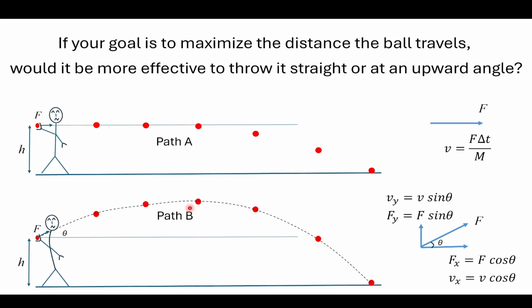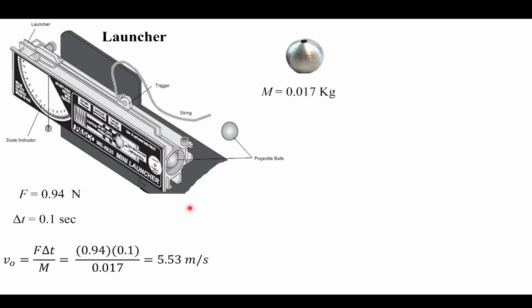In the experiment, we will be using the following tools. We have a launcher here, and we have a steel ball of mass 0.017 kilogram or 17 gram, and we will be inserting the ball here, and inside this launcher there is a spring. When we pull this string to trigger the ball to come out, the spring will exert a force equal to 0.94 Newton, and the time it takes the spring to push the ball out, delta t, will be 0.1 second.